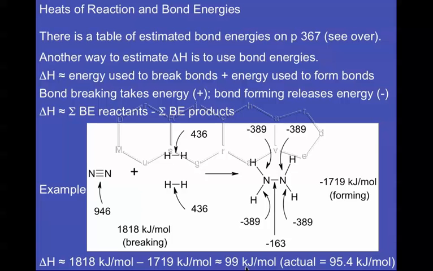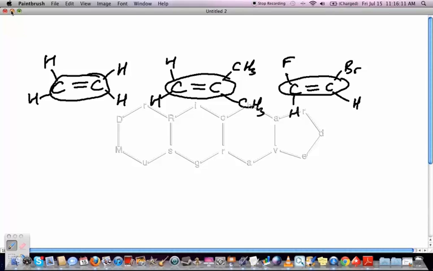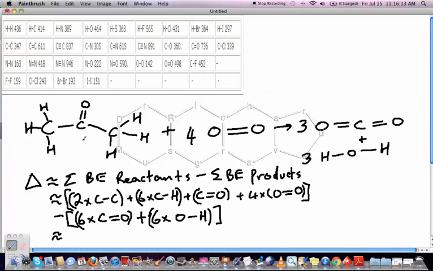Alright, so let's look at an example of this. And an example would be, say, this reaction here. And what we're going to be doing is just applying this particular formula, sum of the bond energy of the reactants minus sum of bond energy of the products. And all we have to do now is just count up the number of bonds that we see. And as you can see, I've already calculated this out.